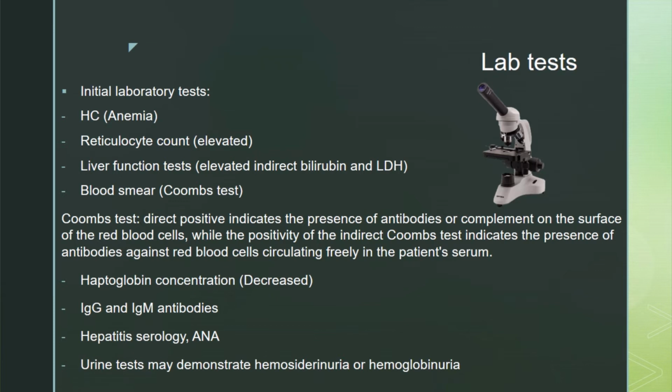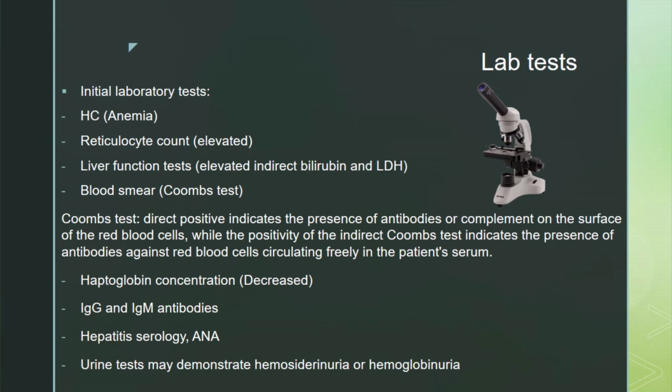In the blood smear we can see the Coombs test. What is the Coombs test? The direct positive test indicates the presence of antibodies or complement on the surface of the red blood cells, while the positivity of the indirect Coombs test shows the presence of antibodies against red blood cells circulating freely in the patient's serum. We can also find the haptoglobin concentration, which in this case we find decreased. We also find the presence of antibodies, in this case immunoglobulin G and immunoglobulin M.